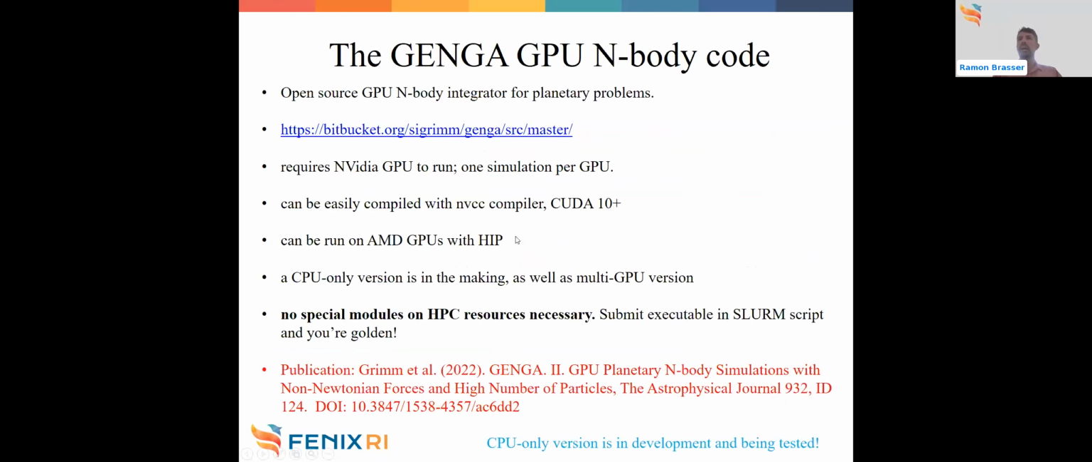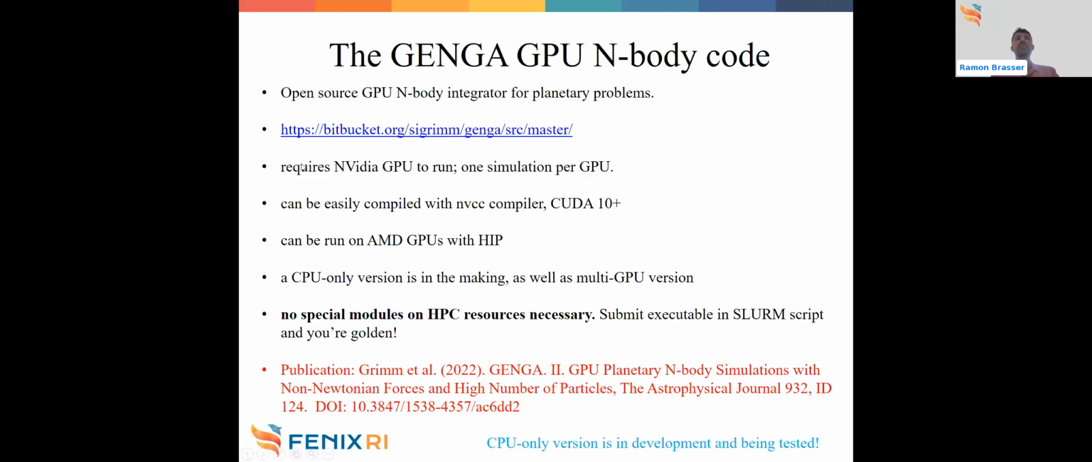The code that I have been using is developed by Simon Grimm at the University of Bern, he's now in Zurich. And it's an open source GPU N-body integrator specifically tailored for planetary problems. So it can be downloaded from here. The slides will be shared, and for people that see this webinar later, they can just look at the link and type it in their browser.